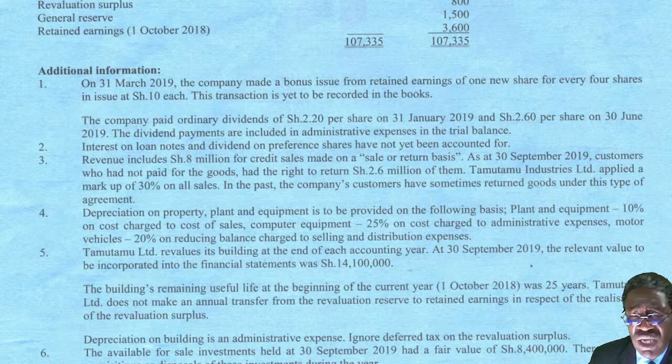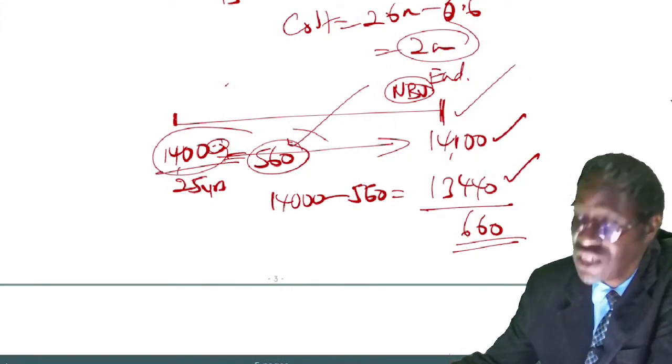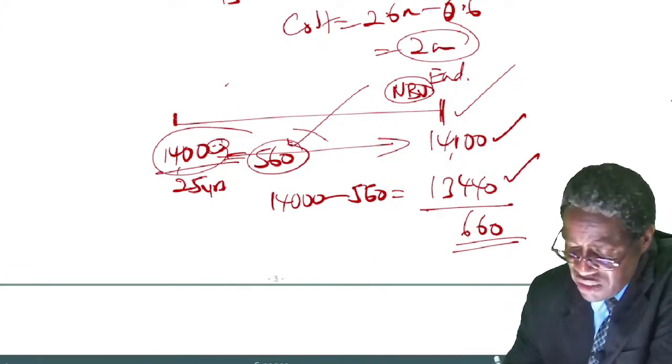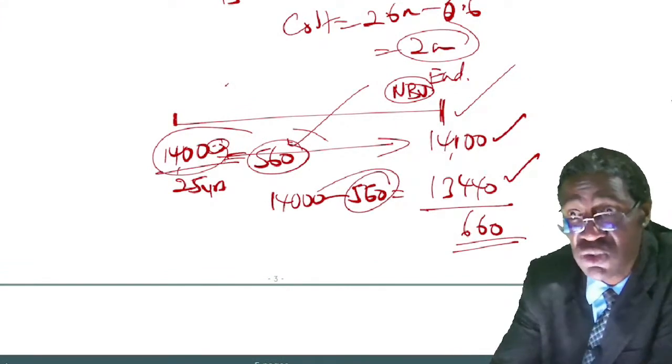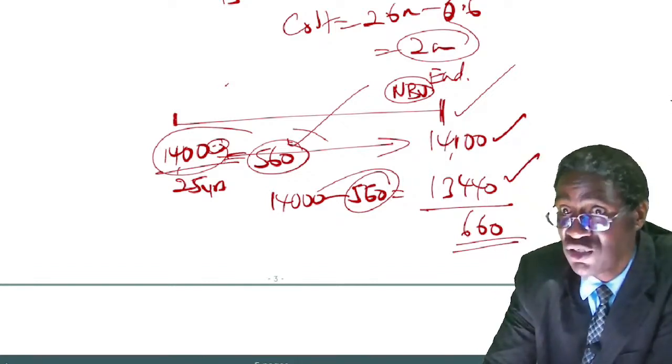Somewhere they told us something else. Good. The last sentence in note 5: depreciation on the building is an administrative expense. Good. So this 560, we shall consider it as an admin expense. Are you there now? Good.